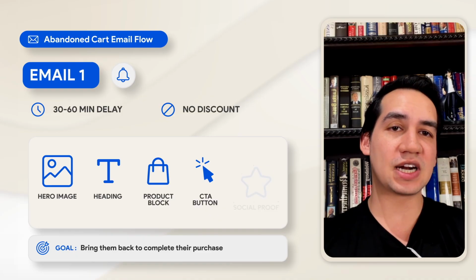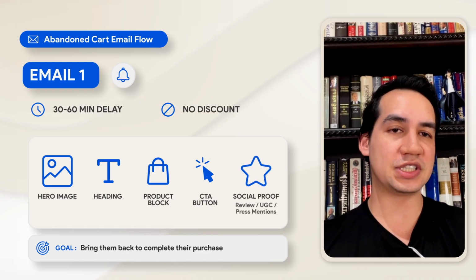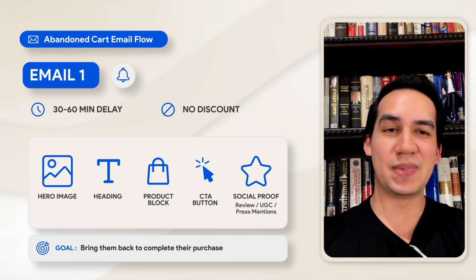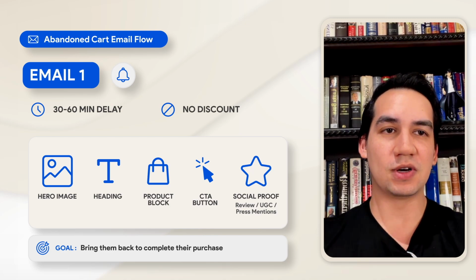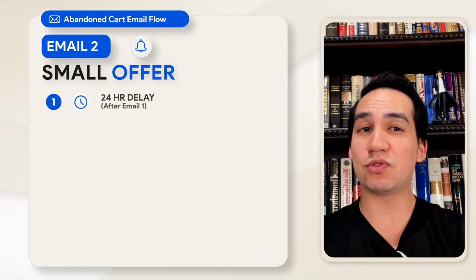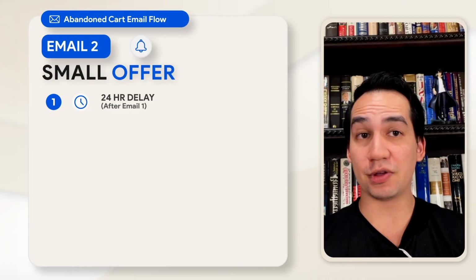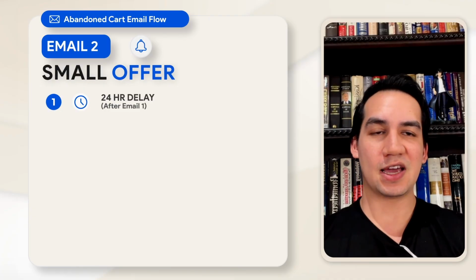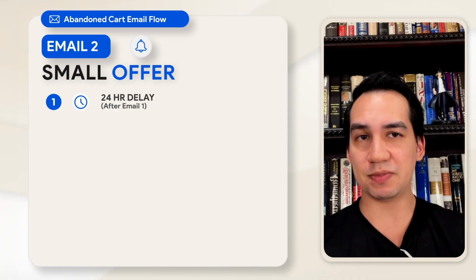Below the CTA button, you're gonna have social proof, either in the form of customer reviews, customer UGC, or press mentions such as featured in Vogue, etc. And that's email 1. Email 2, the time delay after email 1 is going to be 24 hours minus the email 1 delay. So if email 1 fires after 30 minutes, this is going to be 23 hours and 30 minutes before email 2 is sent after email 1.